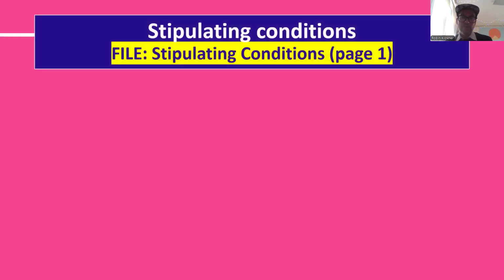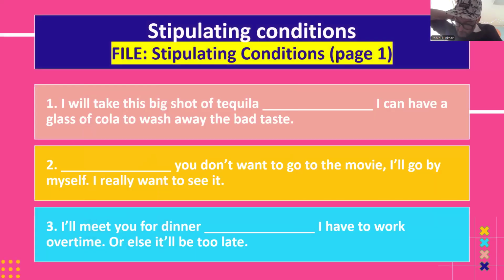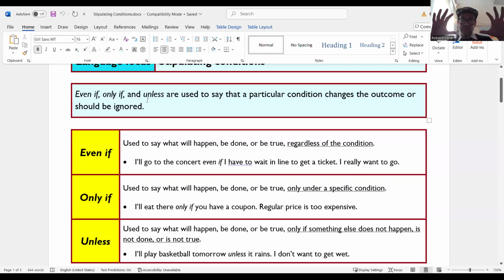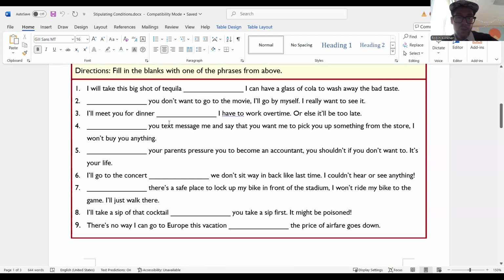But let me now just go to your first short assignment, which is page 1 of the handout I mentioned at the beginning of class. So when you see that the file name is called Stipulating Conditions, this is the one I'm referring to. So page 1, there are 9 blanks. You want to fill in the blanks with the correct expression. Oops, let me go back to the PPT.